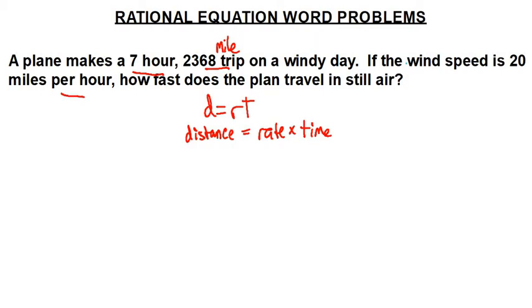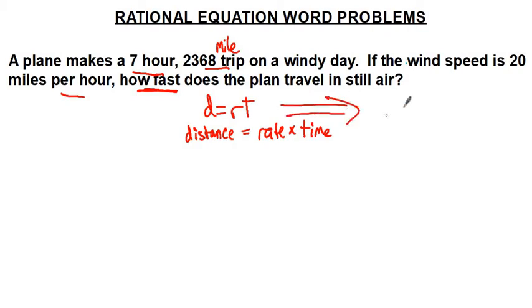Now here's the challenge. We don't know how fast the plane is going in either direction. We know that on the way out the wind is pushing it maybe, and on the way back it's being pushed, or vice versa. We don't really know that information. So here's what we can do. We can fill this in, and we're being asked how fast. So we're being asked about the rate.